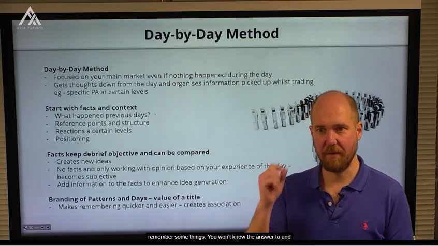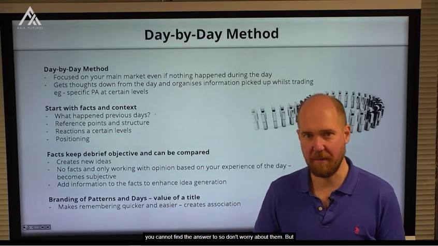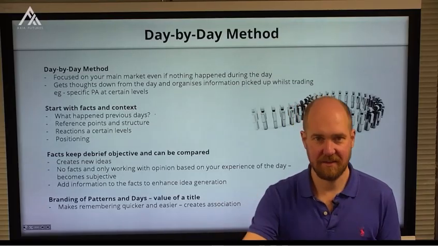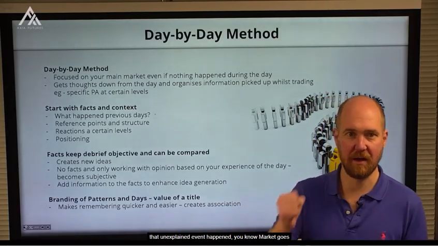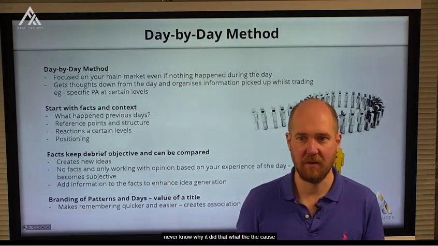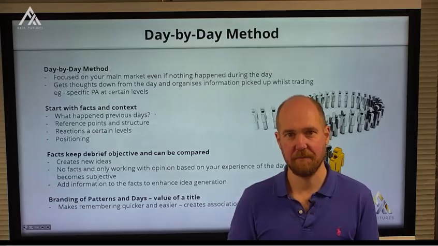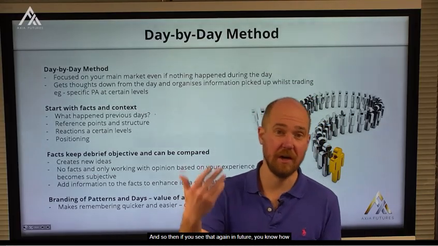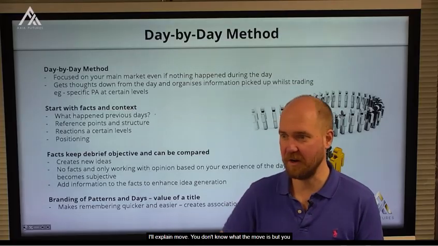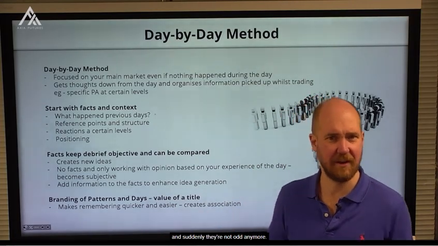That's an important thing to remember. Some things you won't know the answer to, and you cannot find the answer to. So don't worry about them. But what you can do is know what happened as that unexplained event happened. Market goes from very, very balanced and then trades down. You may never know why it did that, what the cause was, if any. But you will know what it looked like. And so if you see that again in future, you know how to trade it. You could call it trading an unexplained move. You don't know what the move is, but you know what the order flow looks like on these odd moves, and suddenly they're not odd anymore.